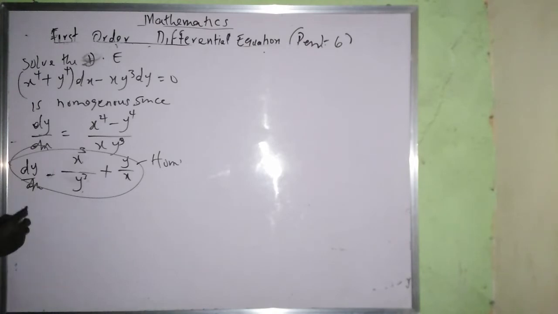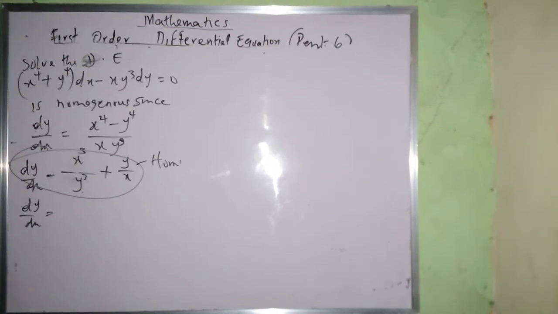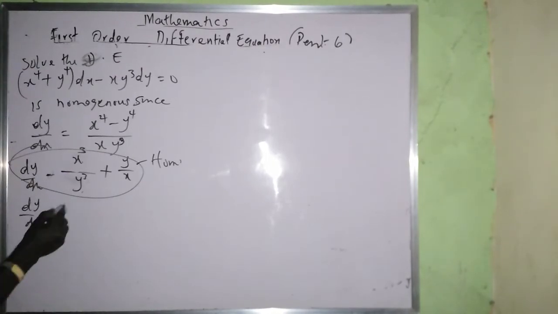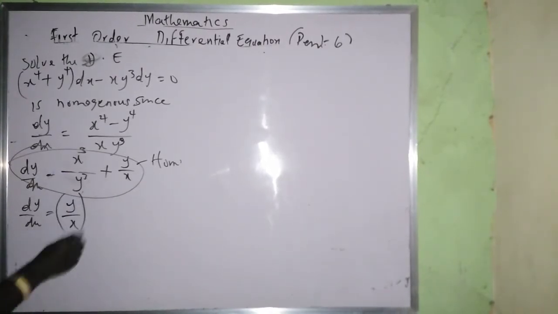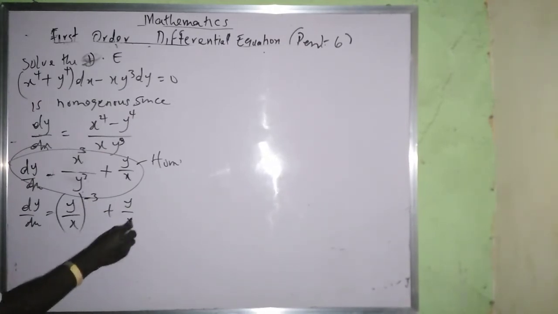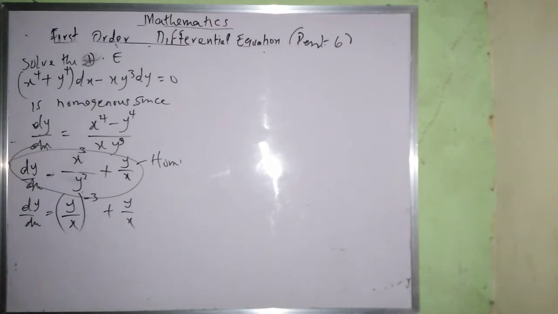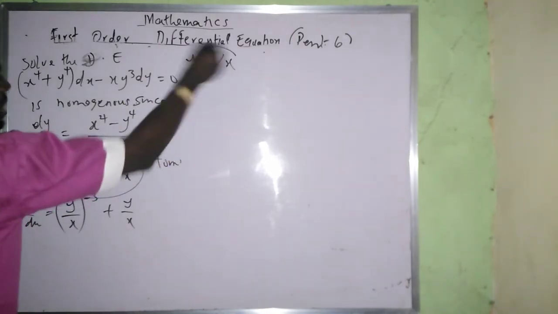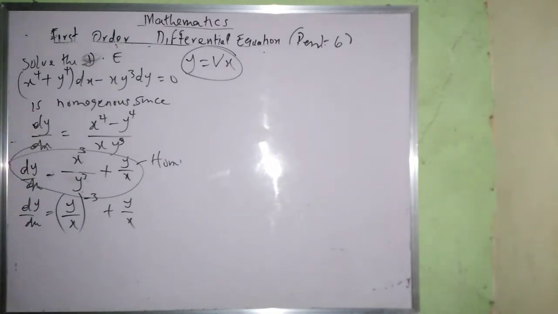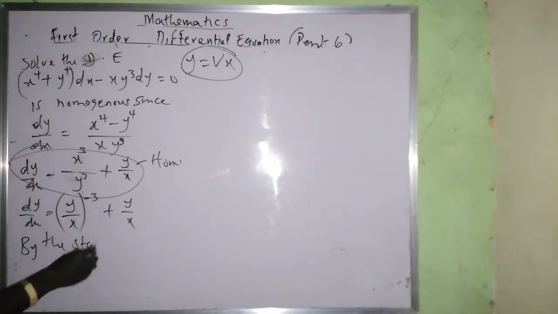Which I can also write as dy/dx equals y over x, bracket inverse of 3, plus y over x. I think you know about homogeneous equations, where y equals v of x, covered in part 3 and part 4, homogeneous and non-homogeneous. If I have this particular problem this way, it means my problem is half solved, since it's a homogeneous statement.